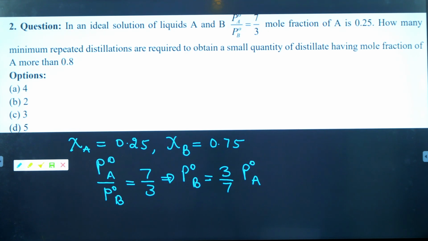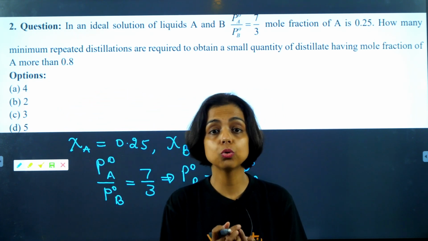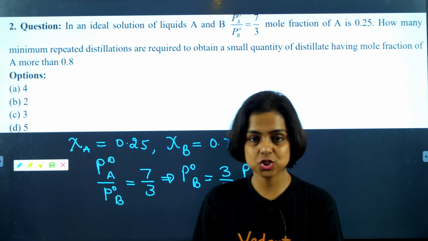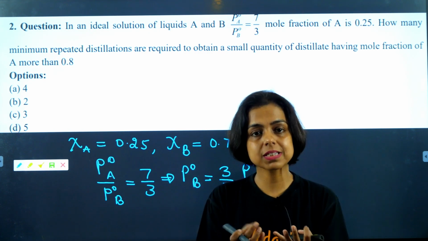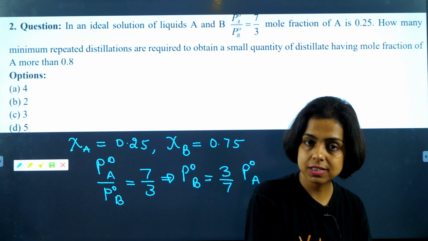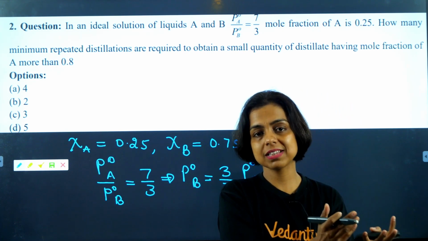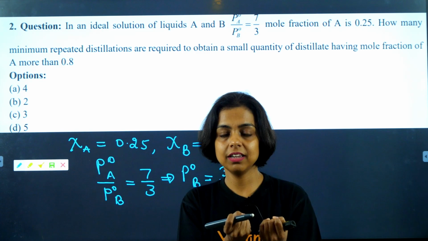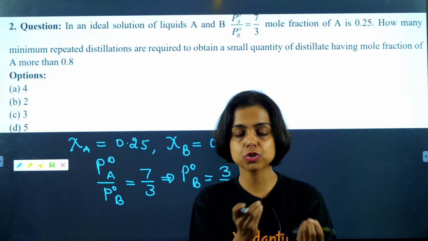Yes, you can see. Now, the question is how many times you have to do the repeated distillations. So what you will do? You boil the mixture, you get a mixture of vapors containing vapors of A and B. You condense those vapors to make a solution. Again, you vaporize it, collect the vapors in which again there is a concentration of A and B, right? There are vapors of A and B.